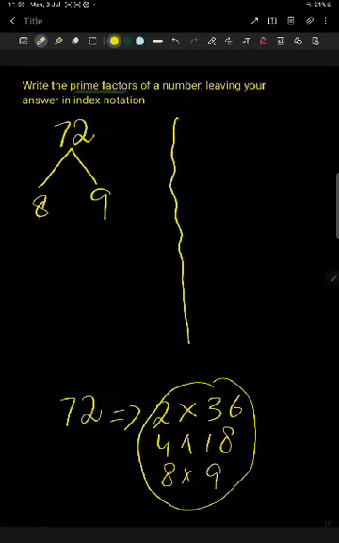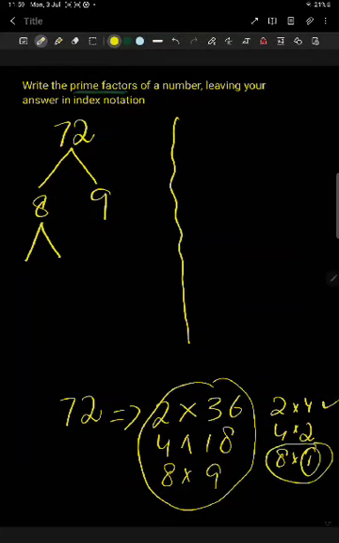Now 8 is a composite number, so I will factorize it further. How can I factorize 8? I know it is 2 into 4, 4 into 2, 8 into 1. But 1 is not a prime number, so I will not choose that option. I will choose any of these other options, 2 and 4, because I am going to factorize it into prime factors. This option is not recommended because it has 1, which is not a prime number.